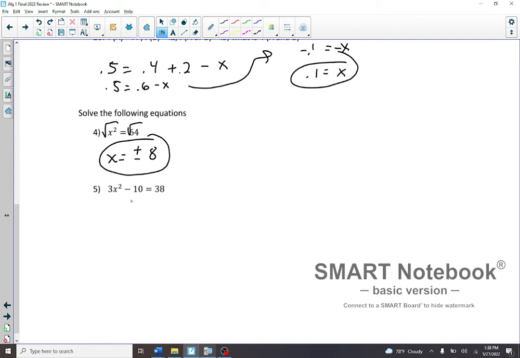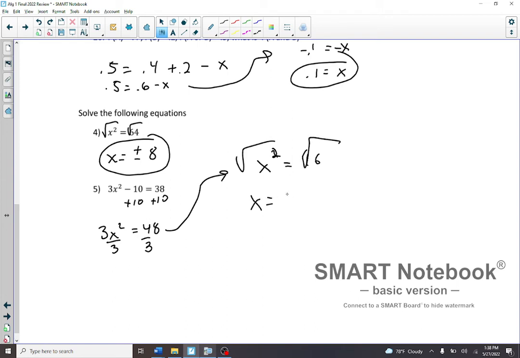This one, we've got to get the X squared by itself first. So plus 10 on both sides. So 3X squared equals 48. Divide by 3 on both sides. X squared equals 16. Square root both sides. X equals positive or negative 4. Don't forget the plus or minus 4. Actually, you don't have to forget. It'll be on the multiple choice.